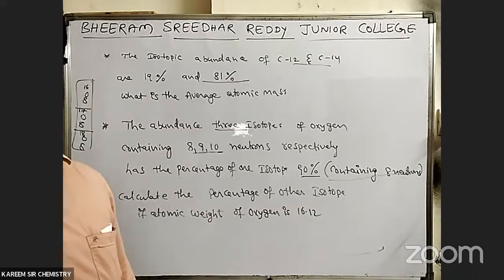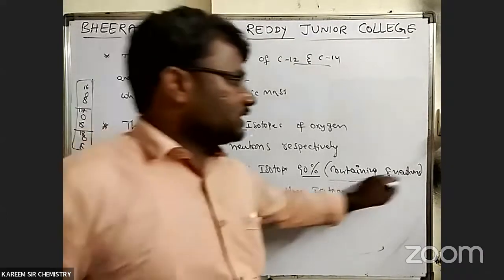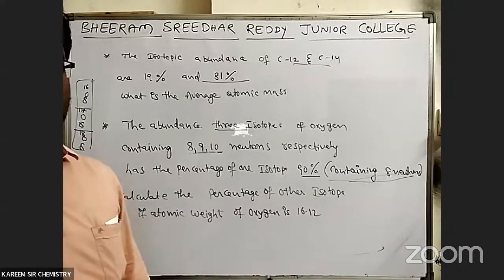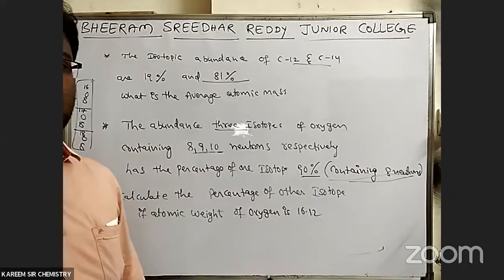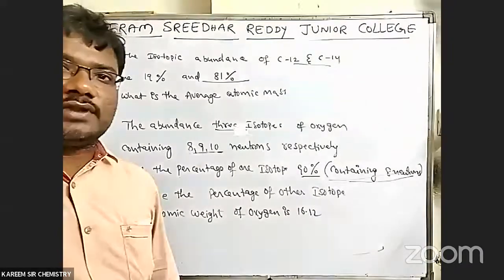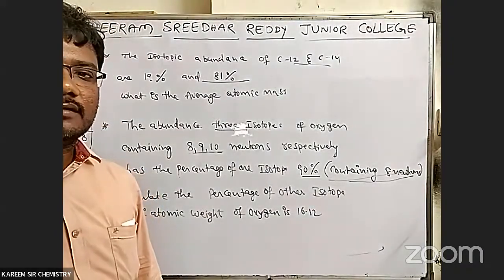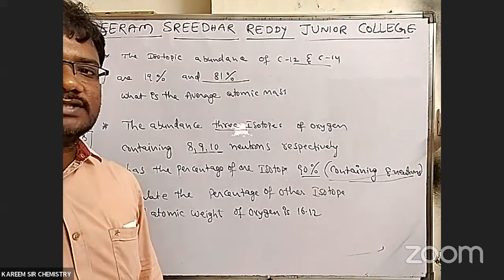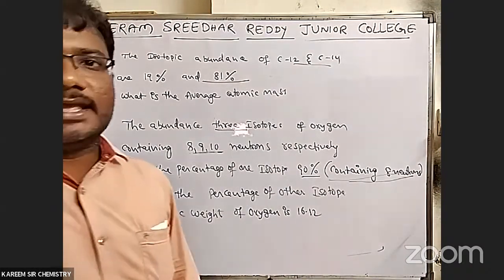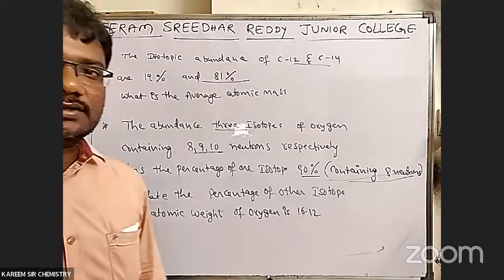Third one now. In the bracket, 8 neutrons, 90. 8 neutrons means what is the mass number? How many protons are there in oxygen?